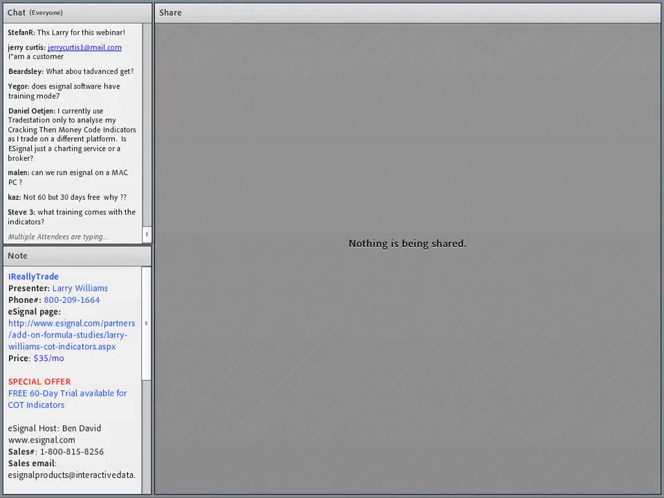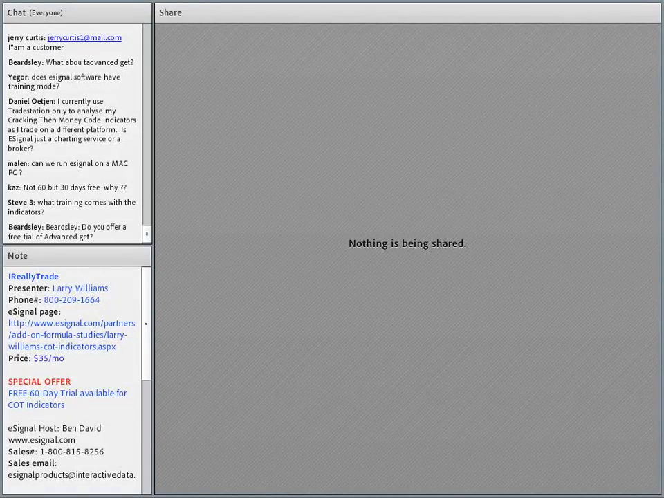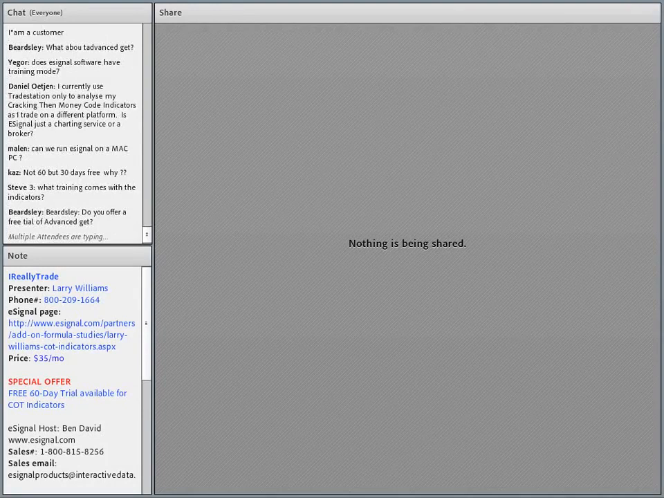Malin, you can run it on a PC primarily. In terms of a Mac, you can emulate it. So if you're familiar with setting up an emulator on your Mac, then you can run eSignal.